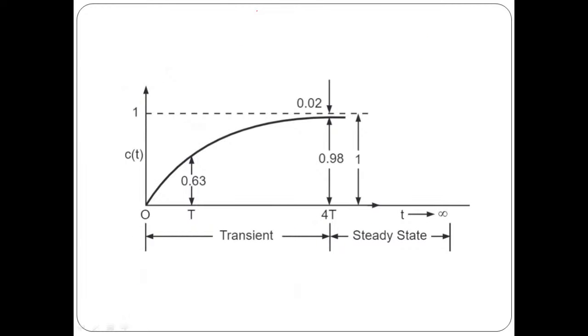So the same thing is mentioned over here. See, at 1T the response is 63.21% of its final value. At 4T the response almost reaches 98% of its final value. See, that is important.